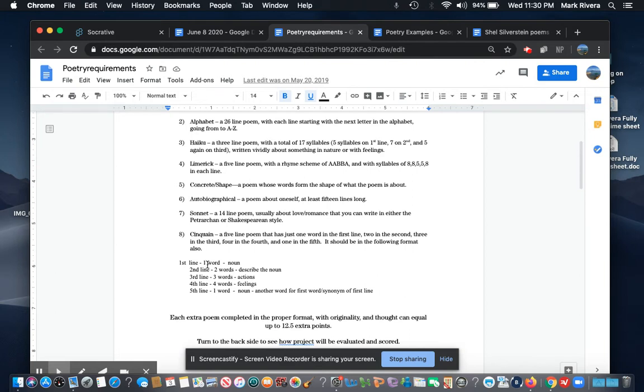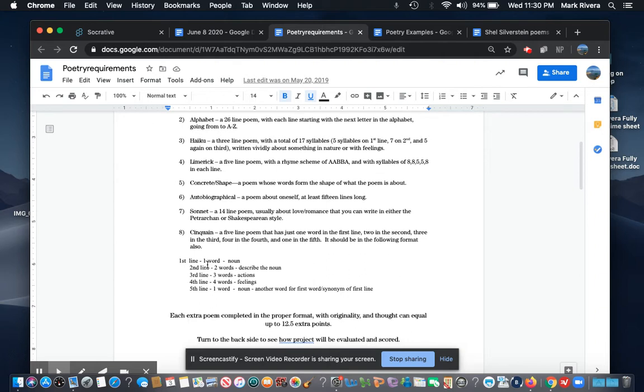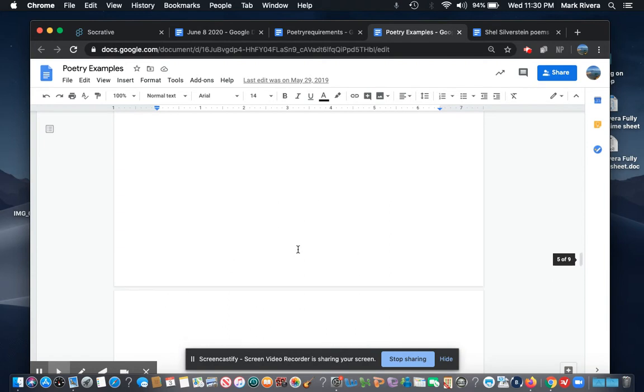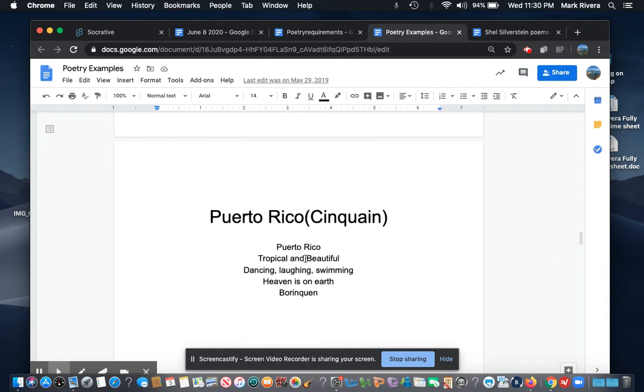Okay, so these are the 8 different poems that you are responsible for. Again, if you have any questions about these, you can send me a message. And again, obviously, these are examples for every single one. And the cinquain I have here is right there. So it looks a certain way.